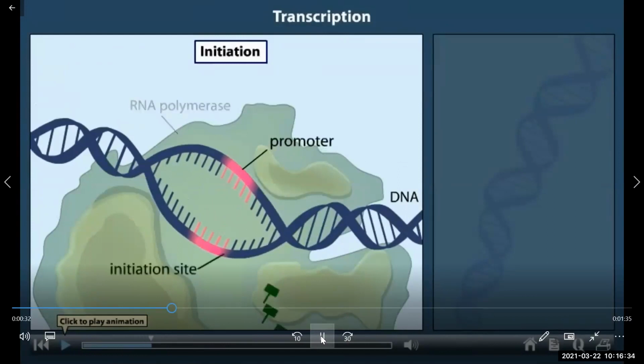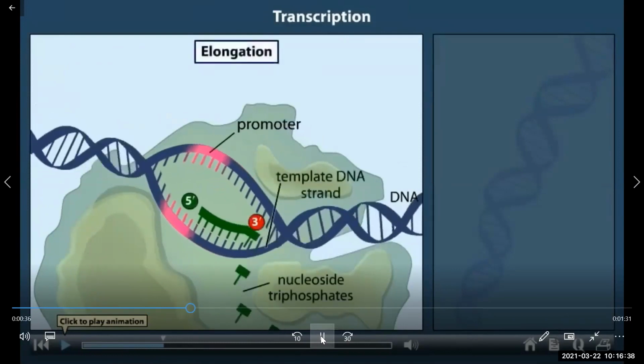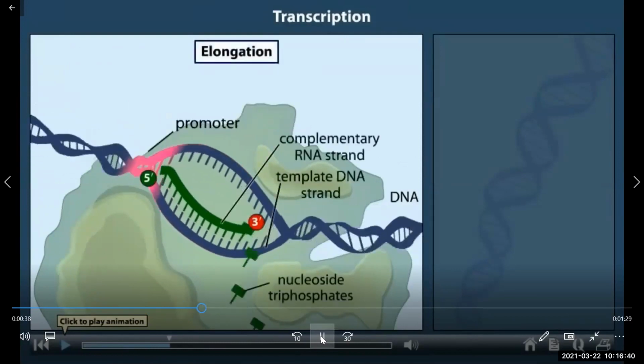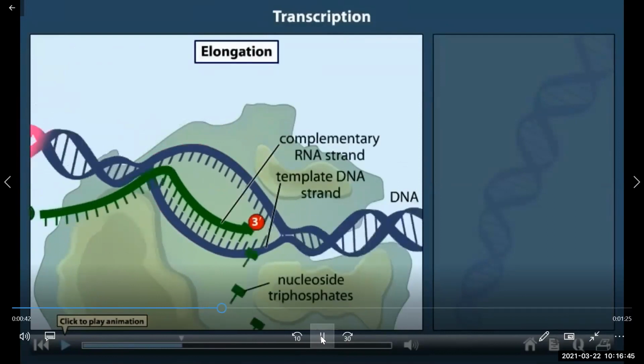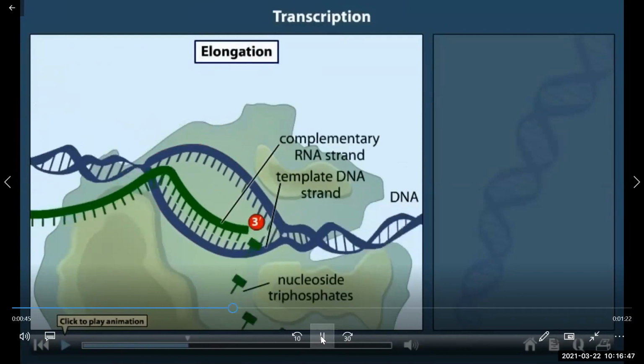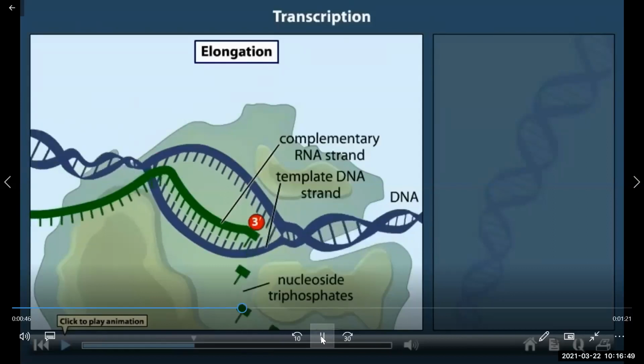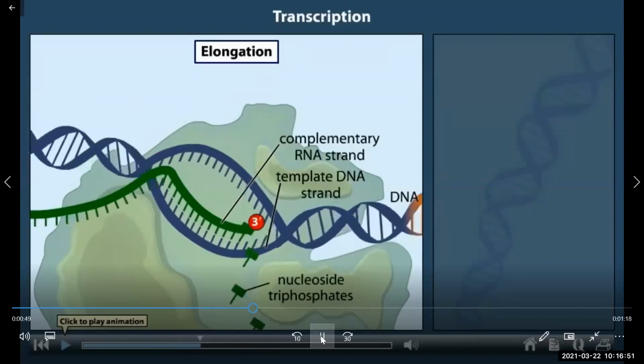At the initiation site, the polymerase begins reading the DNA template strand and building a complementary RNA strand from free nucleoside triphosphates. The RNA strand grows by the addition of these substrate molecules to its 3' end. This is the elongation phase of transcription.